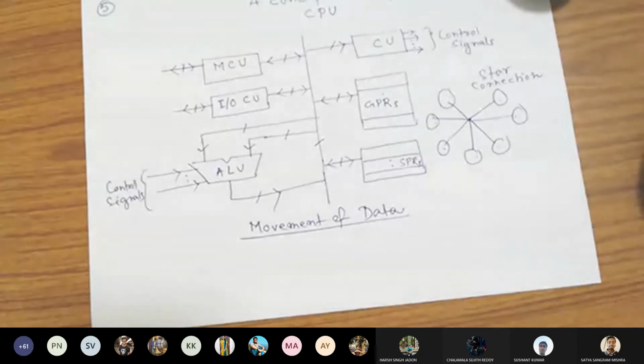Can someone tell me what kind of movement of data we can possibly have? I can see three types of movement. Okay, just guess what those three types of movements are. I'm talking about data movement, not control signals. What types of data movements?